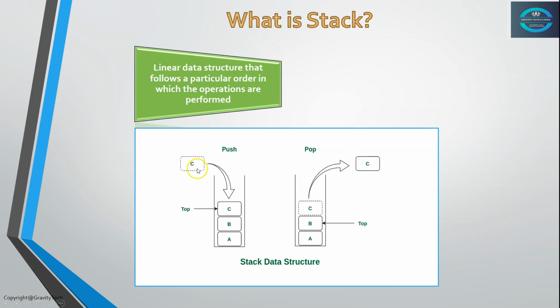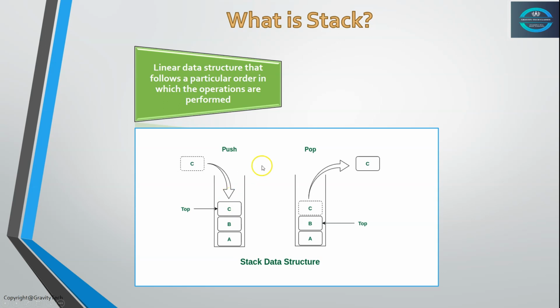Let's say at the beginning the stack is empty. When you insert the element A, the top will point to A. When you insert another element, say B, B will go on and then top will point to B. When you insert the third element C, the top will point to C. Now, when you inserted three elements, A is the element which you inserted first, then B is the element which you inserted next, then C is the element which you inserted third.